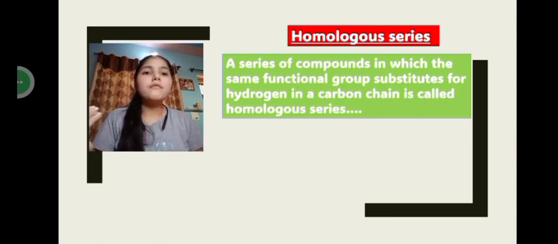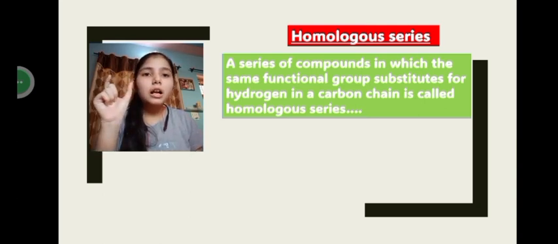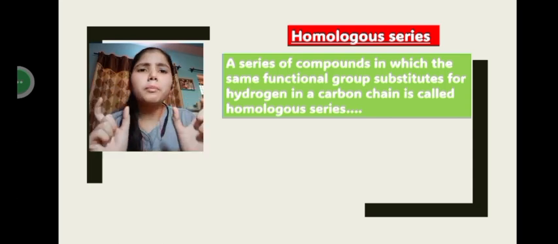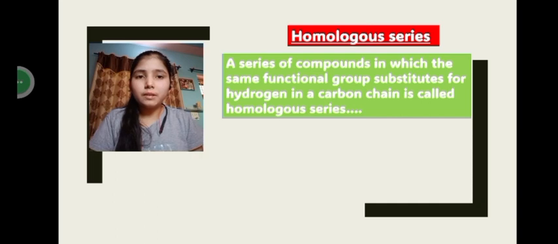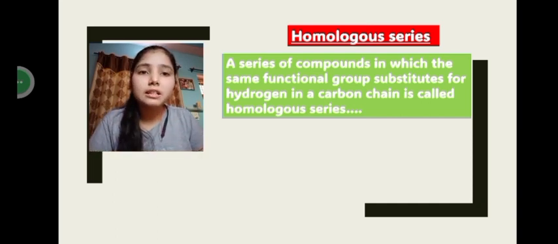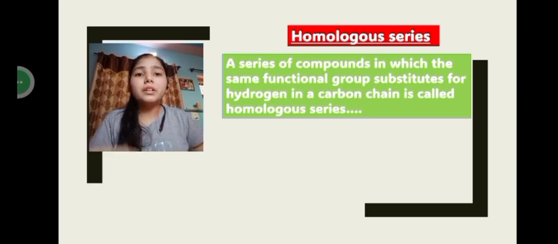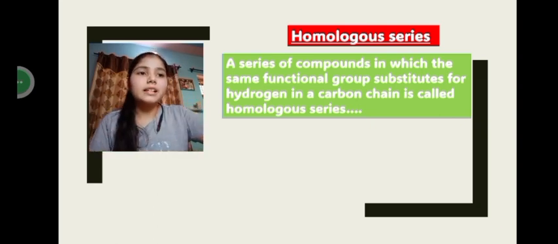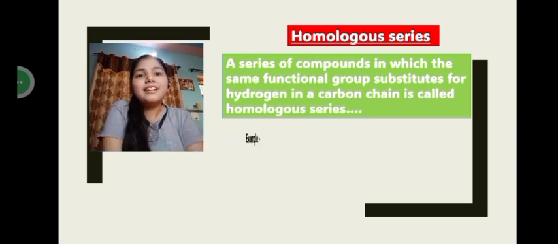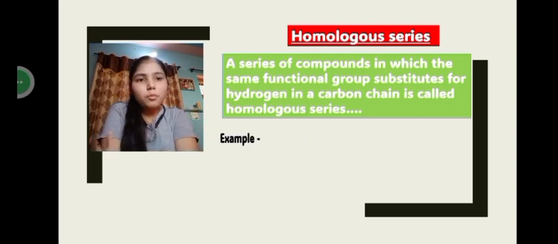And if we have two compounds that have the same functional group, then they are called a homologous series. We don't have to discuss how many carbons they both contain, but the fact is that they have the same functional group. Let us take an example. So we have discussed homologous series.